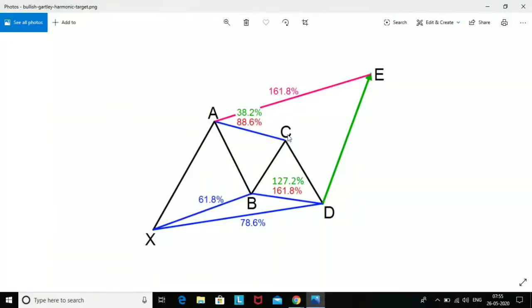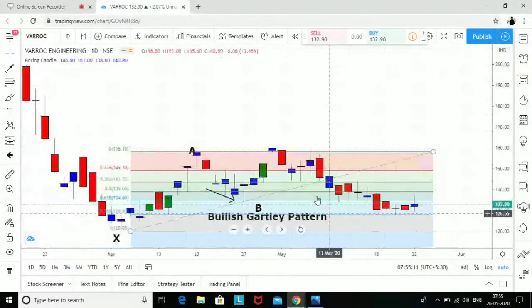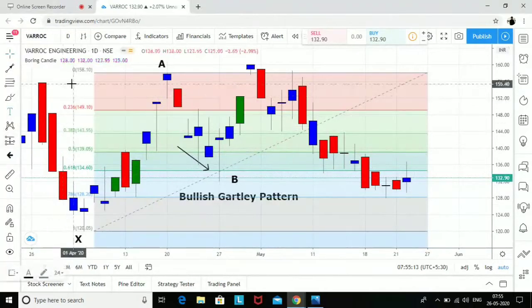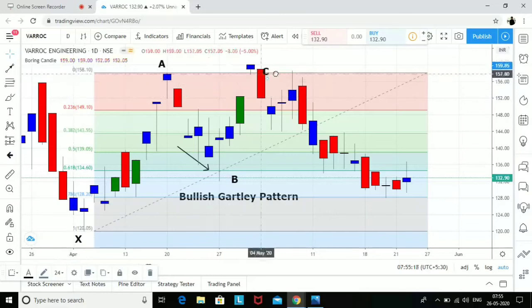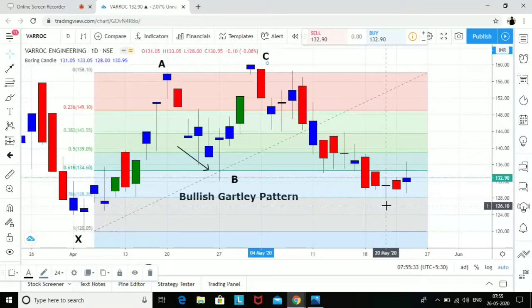So we are not bothered about C, whether it is below A or whether it is above A. Now here, if I draw this, which is C, C for me is somewhere around here, which is a higher high for this A. Okay, so this is my C, and then it went down till 78.6, which is 128.2, the exact low, and the low was 128, and then again it gave a close above this level.